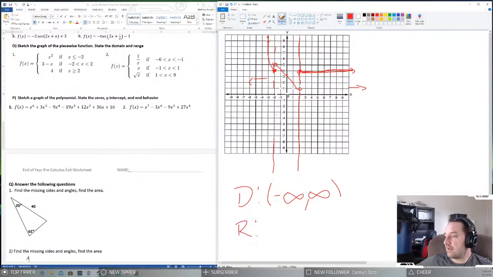My range, it looks like the lowest value is right here at -1, and it doesn't include it. So at -1, it's going to have a parenthesis, and it's going to go on to infinity.